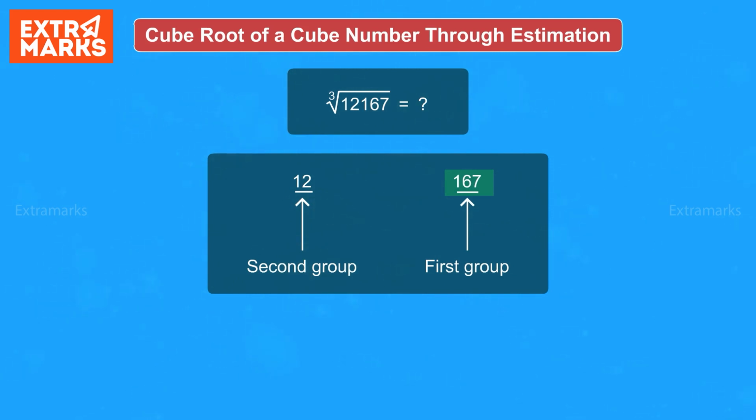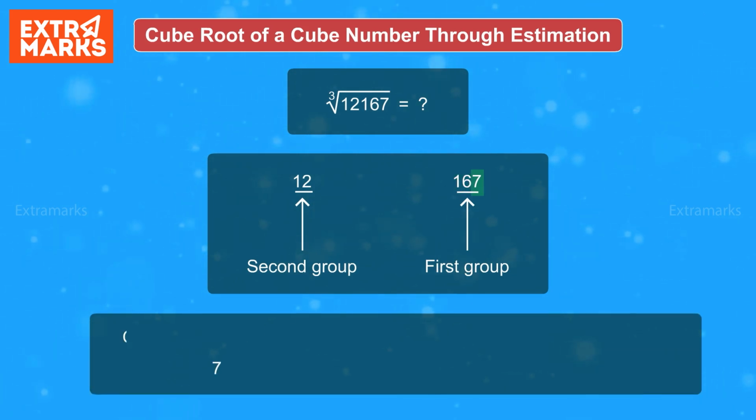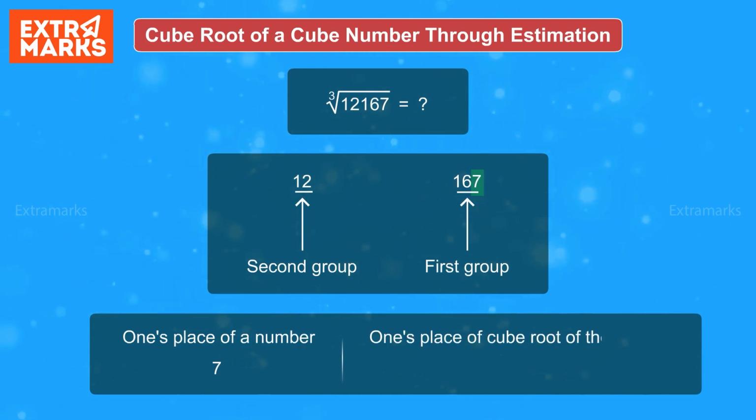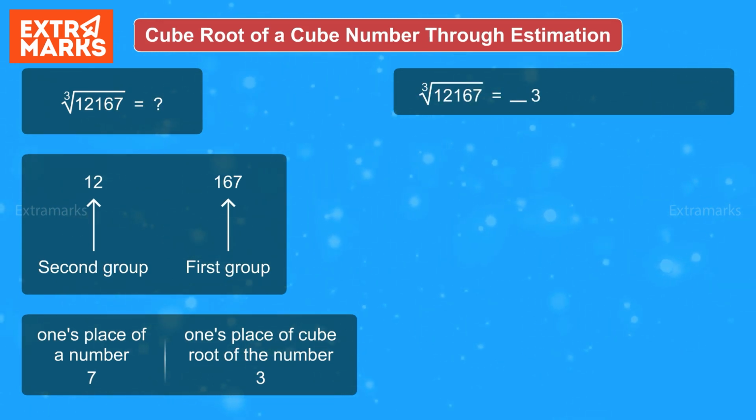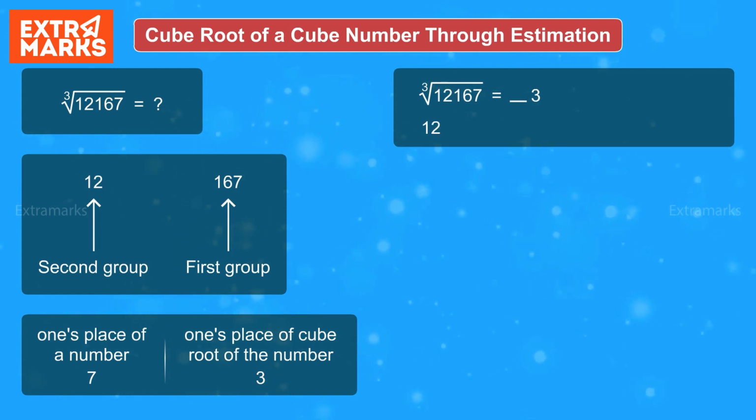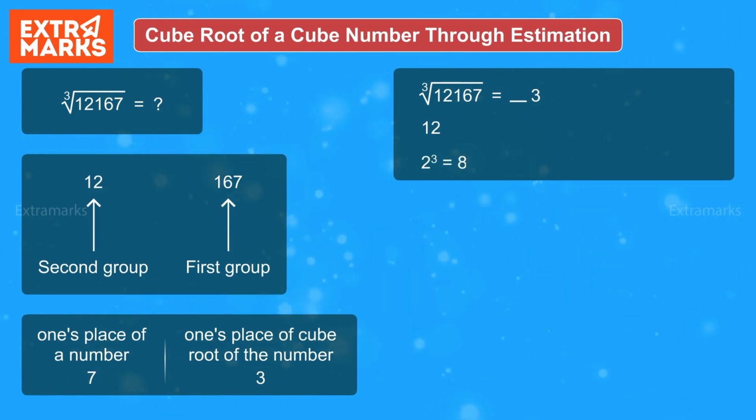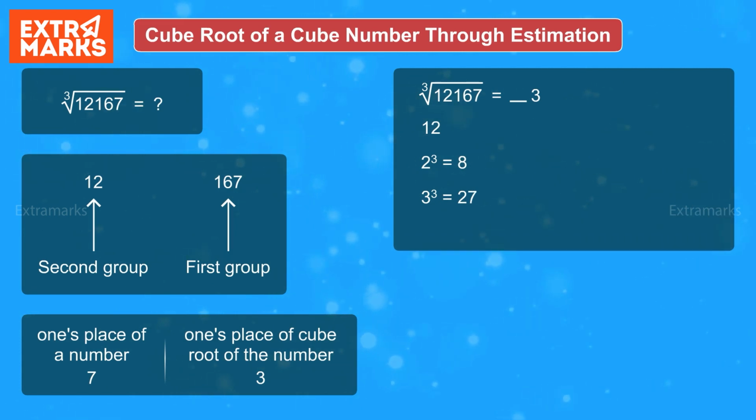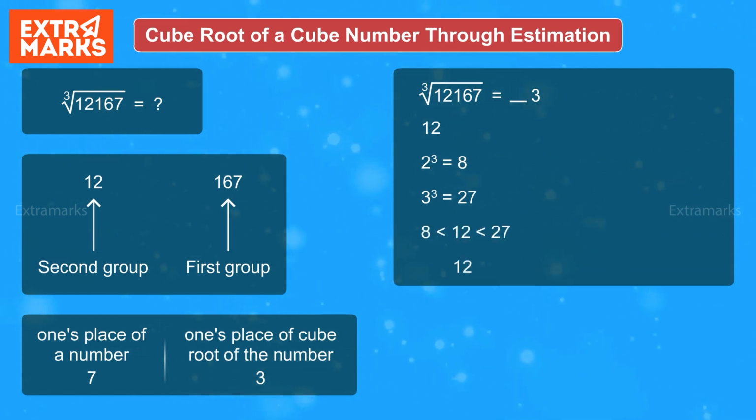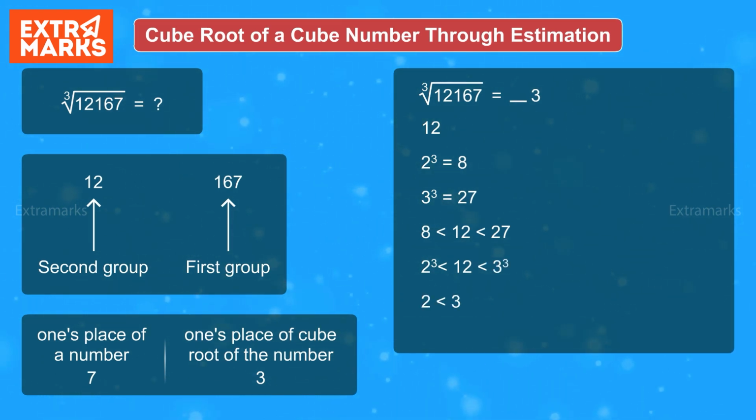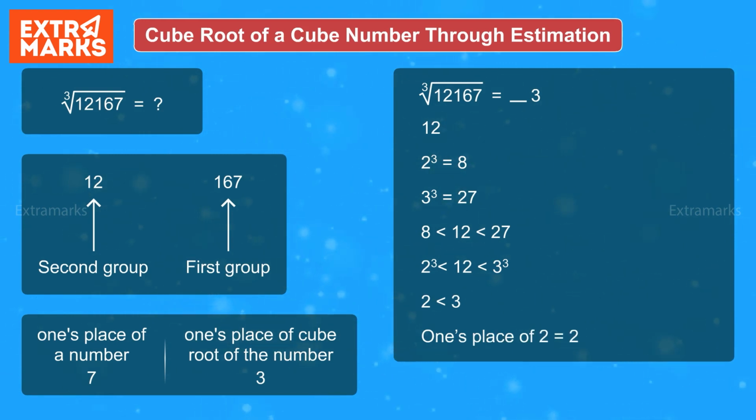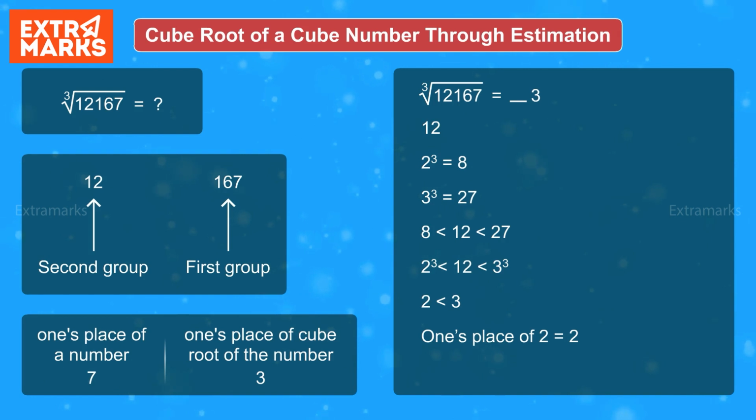The first group 167 ends with 7, and we know that 7 comes at the ones place of a cube number only when its cube root ends with 3. So, the ones place of the required cube root is 3. Step 3. Take the second group, that is 12. We know that the cube of 2 is 8 and the cube of 3 is 27. Since 12 lies between 8 and 27, it lies between 2 cubed and 3 cubed. The smaller number among 2 and 3 is 2, so take 2 as the tens place of the required cube root. Hence, we get the cube root of 12,167 equal to 23.